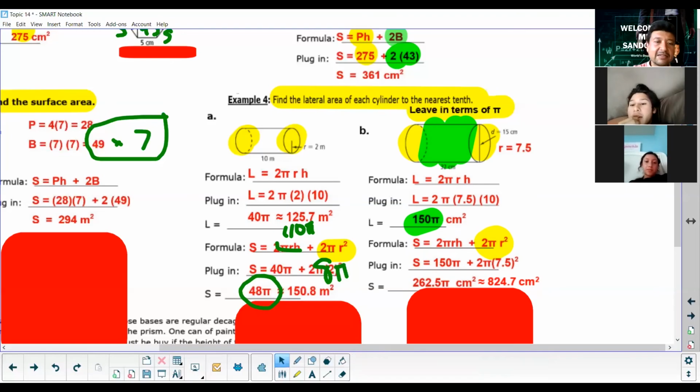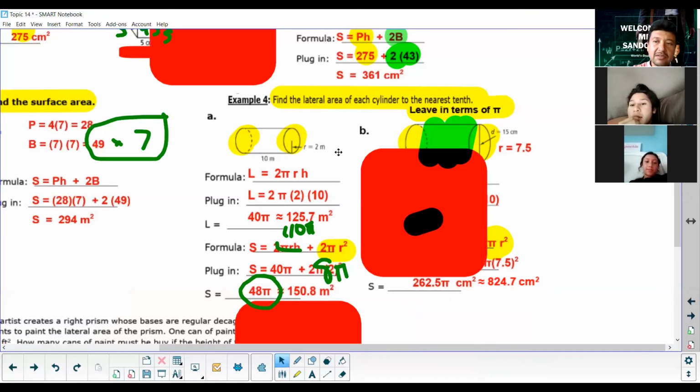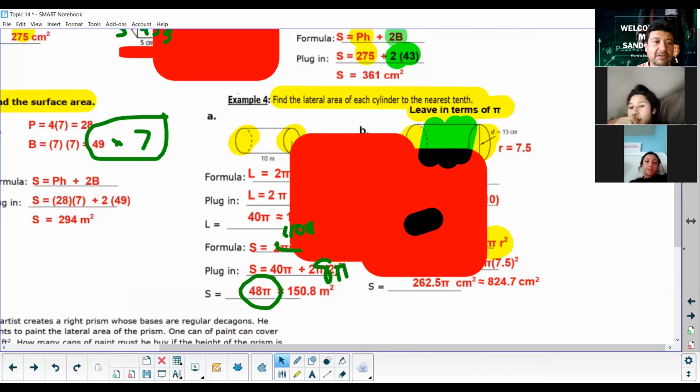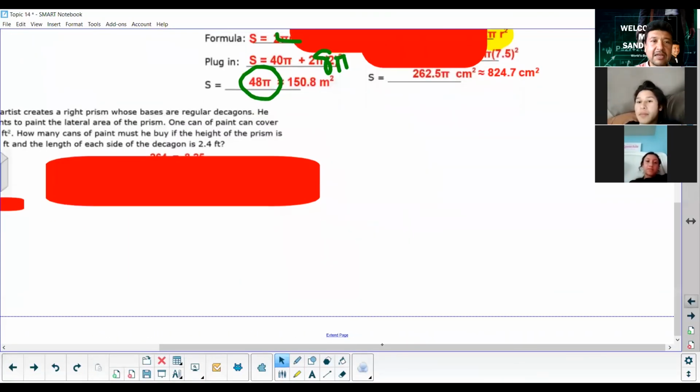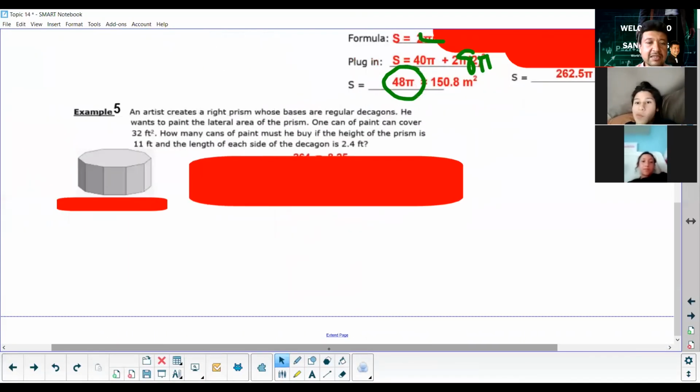All right, good. Now I think there's one other one we're going to do, or let's see how many more there are. And this is our last example. Okay, good. Celeste, go ahead and read this one.